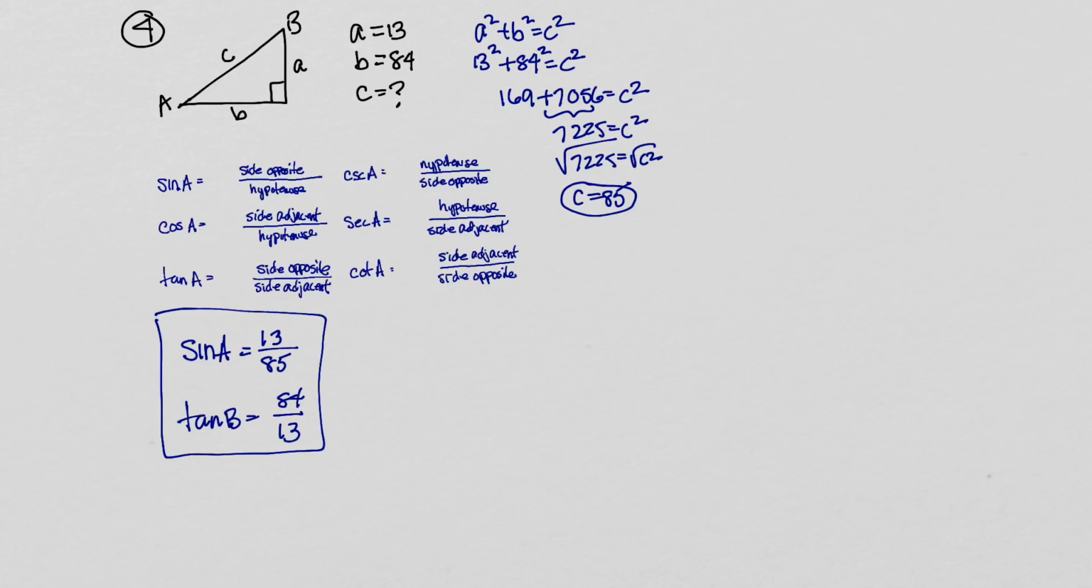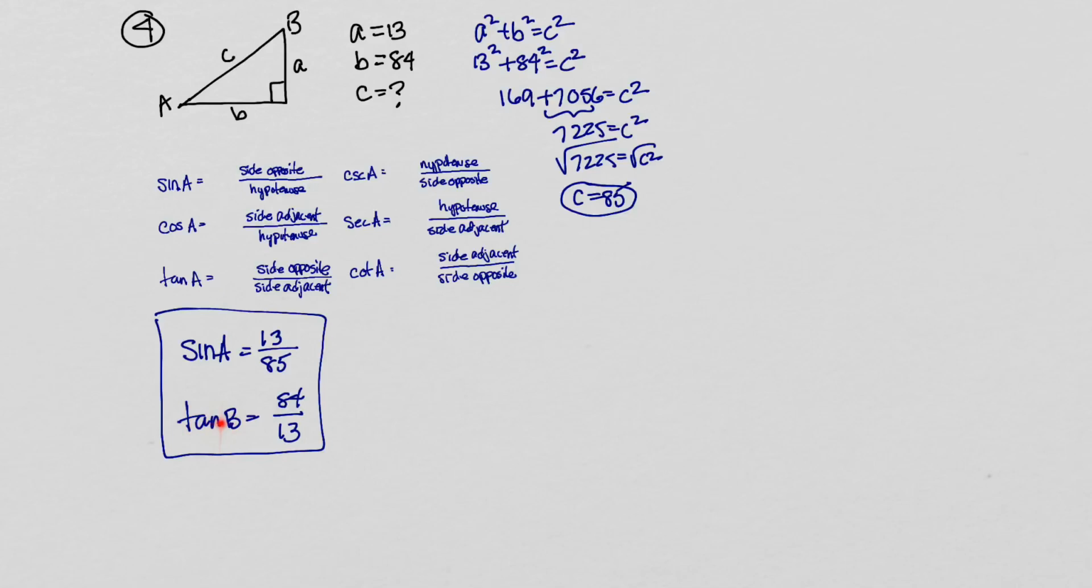And we are asked to find the sine of a and the tangent of b. So locate angle A. Let's do the sine first. Angle A is right here, and here are our definitions. The sine is the side opposite the angle over the hypotenuse. So here's A. The side opposite is 13, and the hypotenuse we found to be 85. So this is going to be opposite over hypotenuse, 13 over 85, and that's what I wrote down here, 13 over 85.